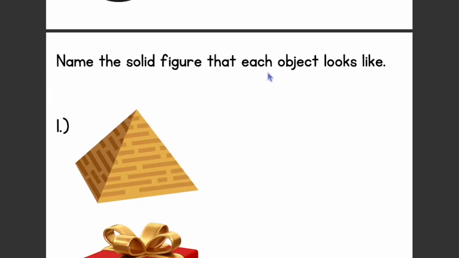Name the solid figure that each object looks like. So number 1, we have what looks like 4 triangle faces, and from the image, we can imagine that there's 2 more triangle faces on the back. And we can also tell that there's a square base. So this would be called a pyramid.